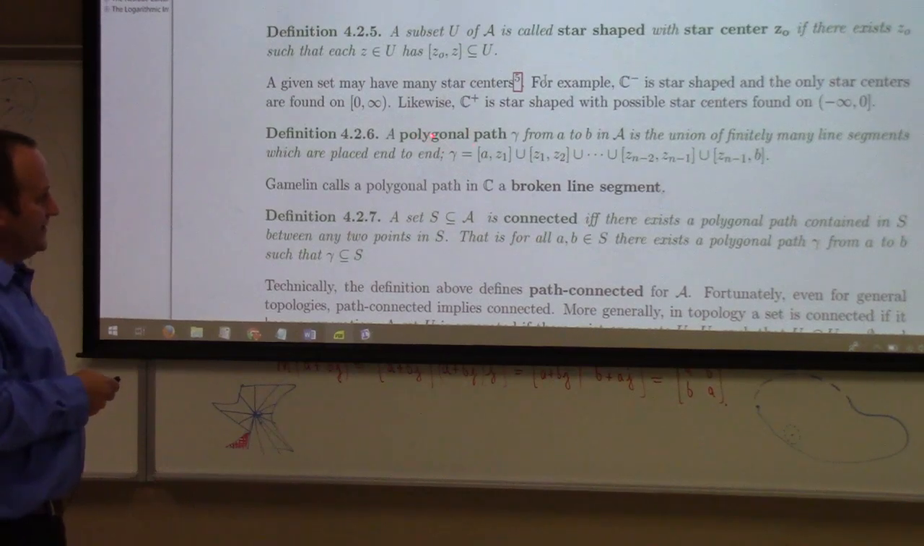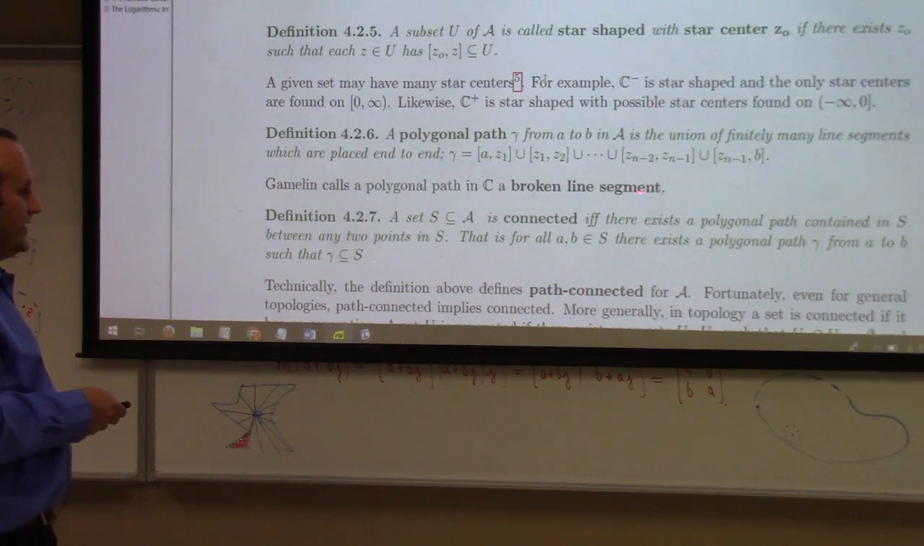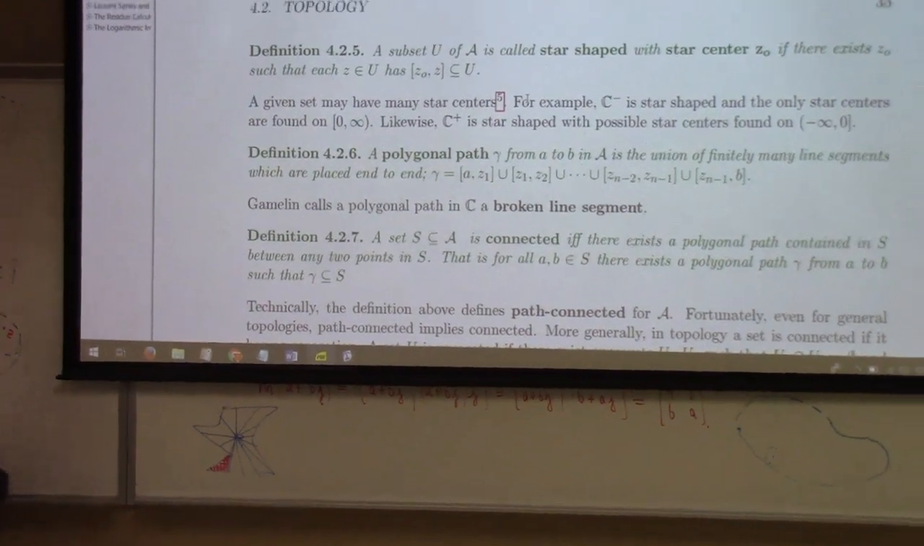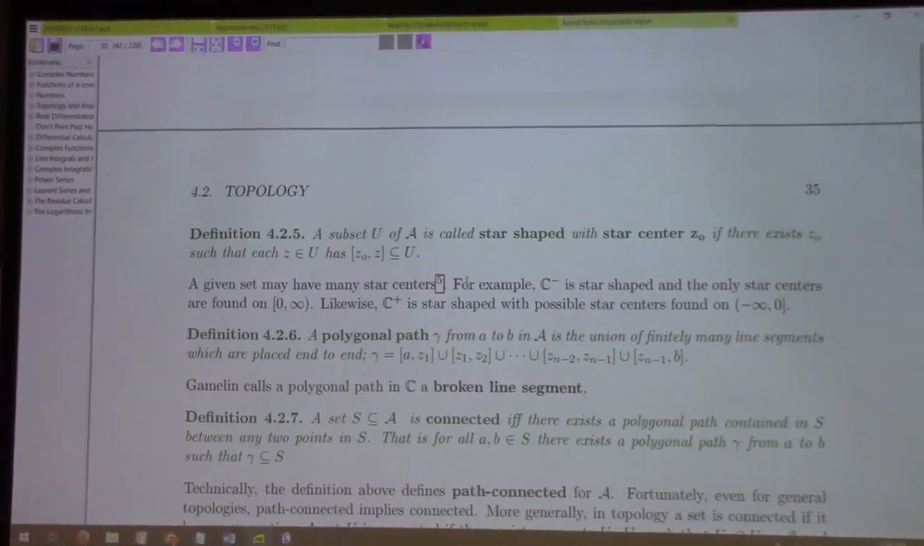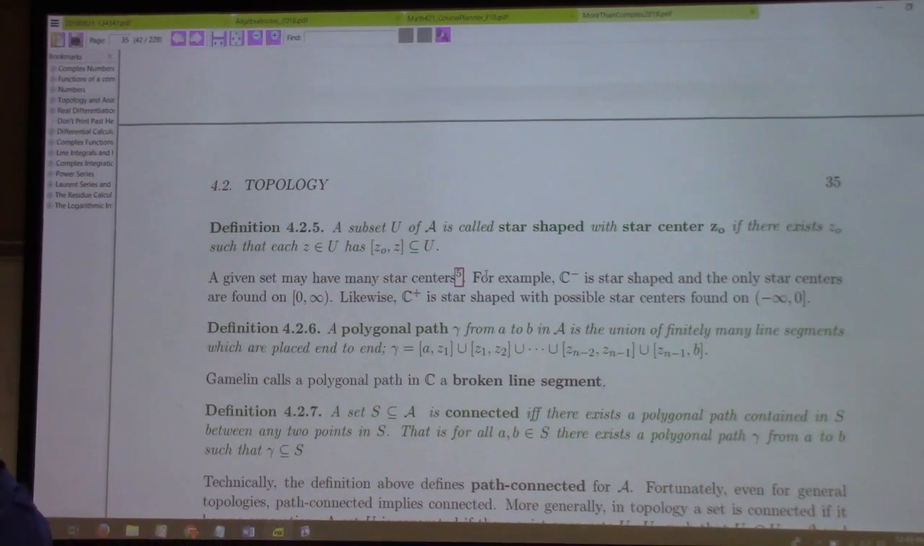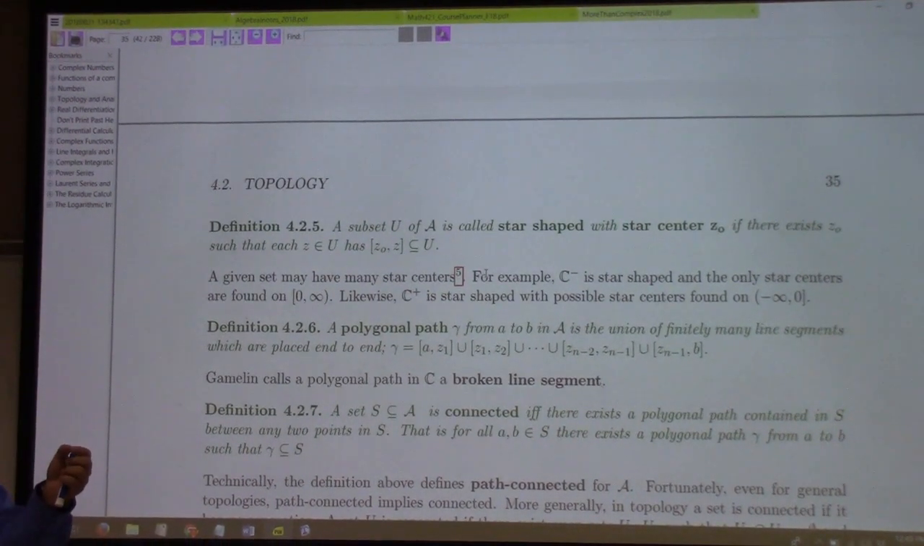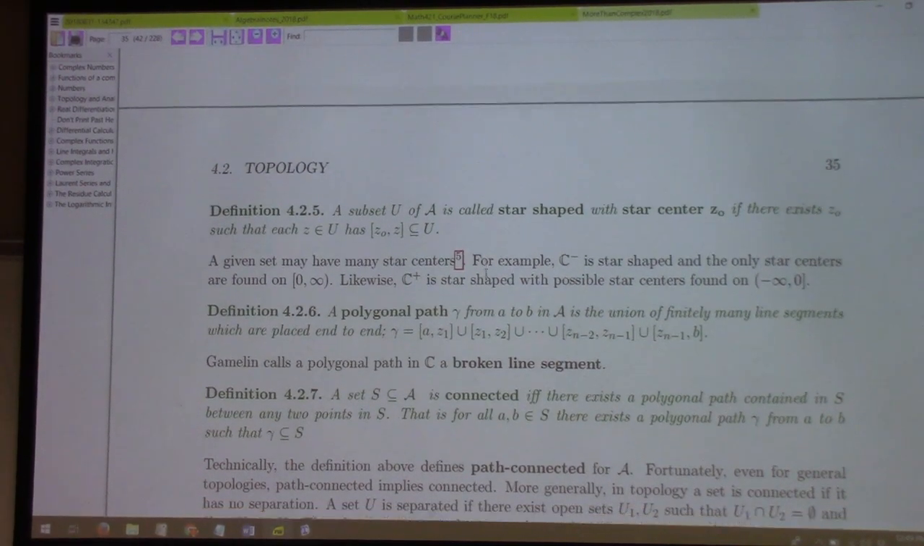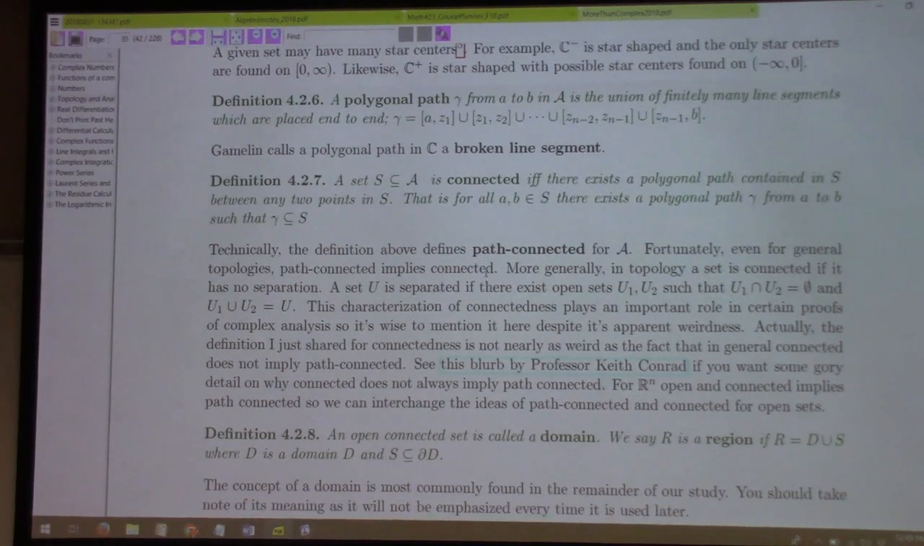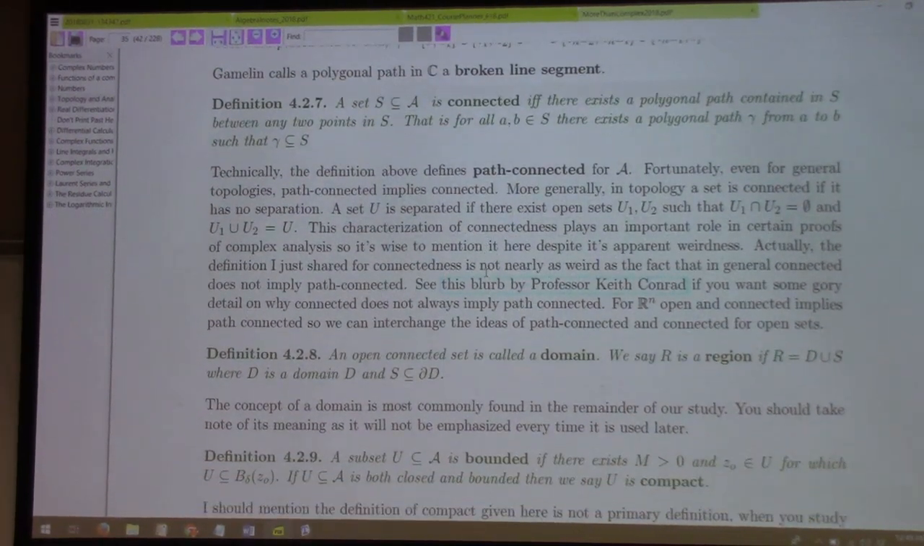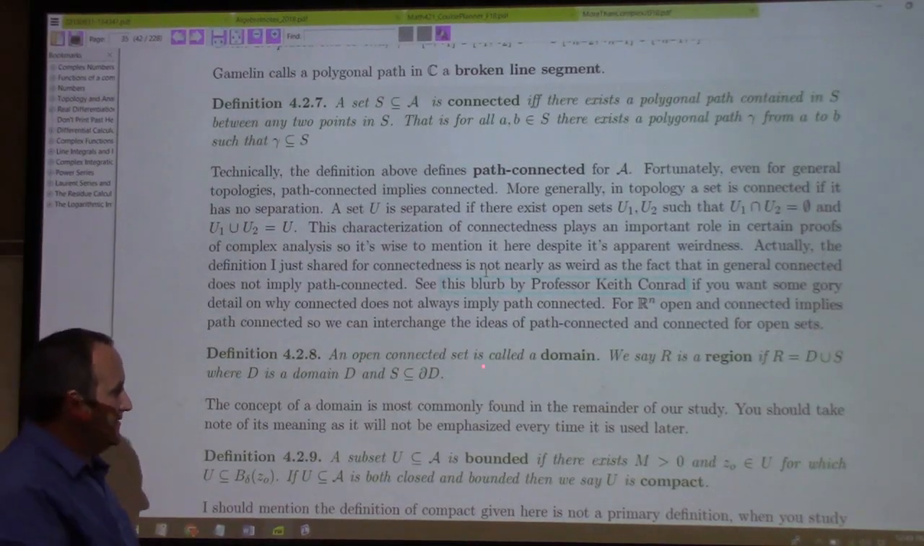We can talk about a polygonal path. A polygonal path is a union of finitely many line segments, or you could call this a broken line segment. A set is said to be connected if any 2 points in the set can be connected by a polygonal path. Technically speaking, that's the definition of path connected. An open connected set is called a domain.